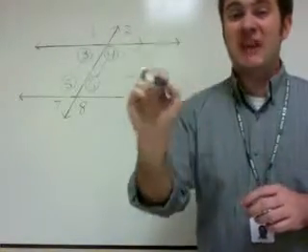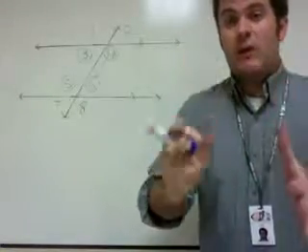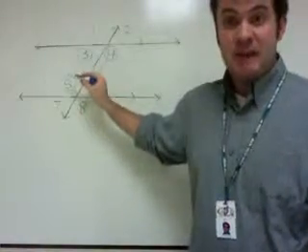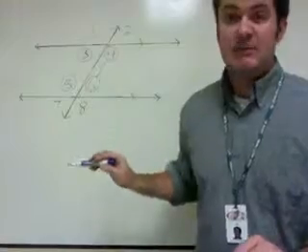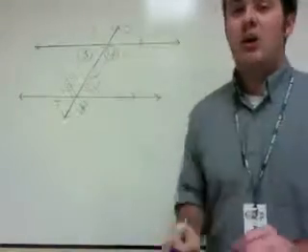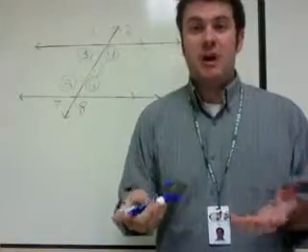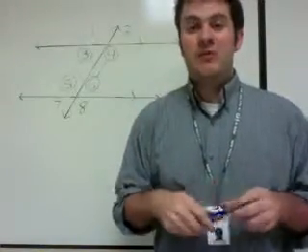Okay? The difference between same-side and alternate interior lies in where they lie on the transversal. 3 and 5 lie on the same side, so they're same-side interior angles, and 4 and 6 lie on the same side of the transversal, so they are also same-side interior angles. So that's a quick look at what these angles are, how they look in a diagram. Now let's do a quick problem where we have to do some algebra.